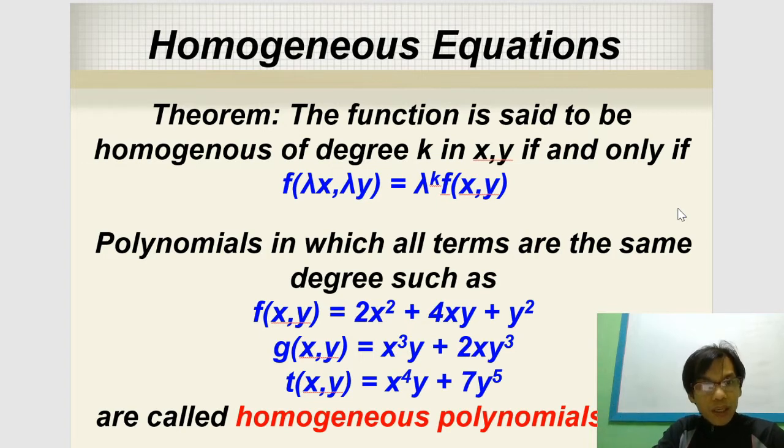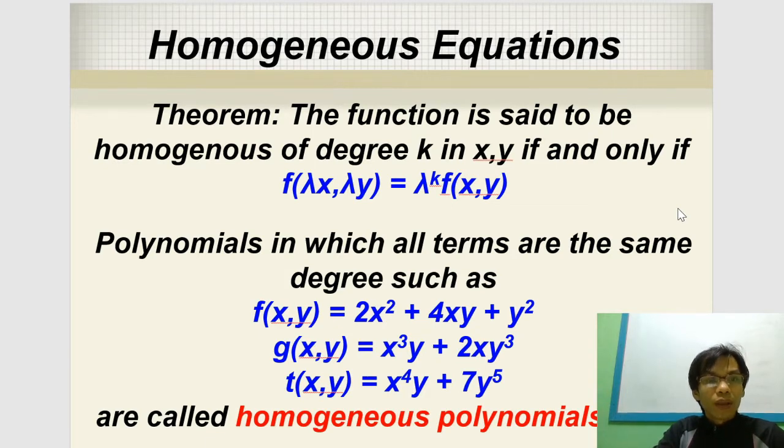g(x,y) is equal to x cubed y plus 2x y cubed, and t(x,y) is equal to x to the fourth y plus 7y to the fifth. They are called homogeneous polynomials. Why? If you add the exponents of each variable in each term, they are all equal.